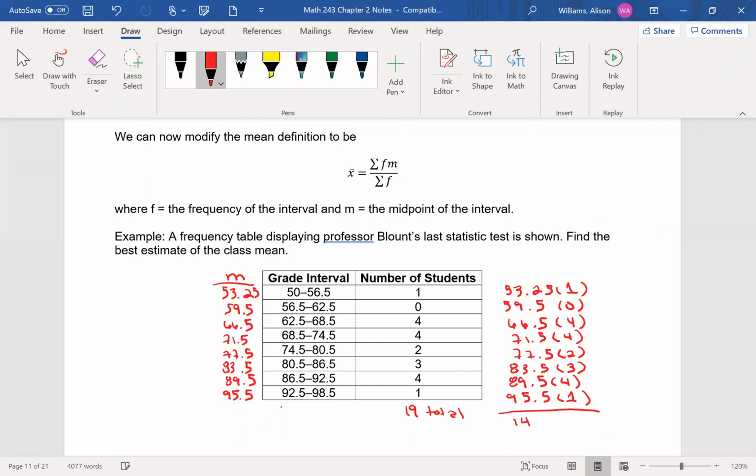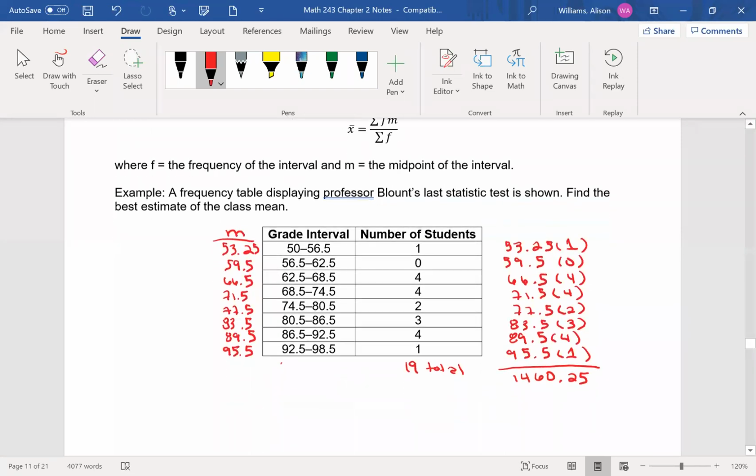I'm getting 1460.25, which I divide by 19. 1460.25 divided by 19, that looks funny. That's going to give me 76.986. I don't know, you can round that.